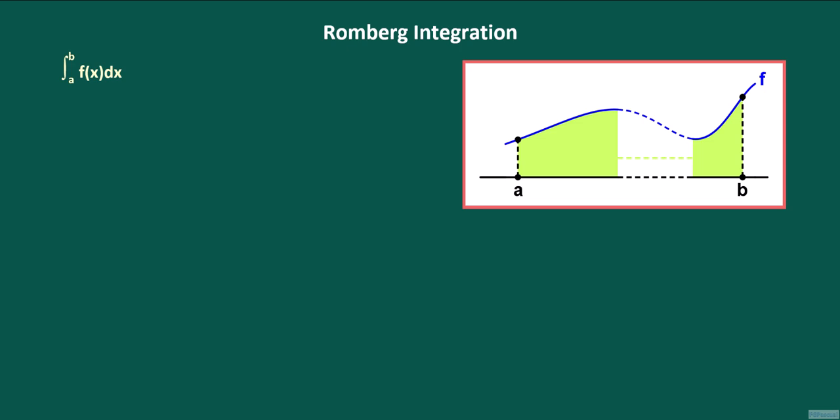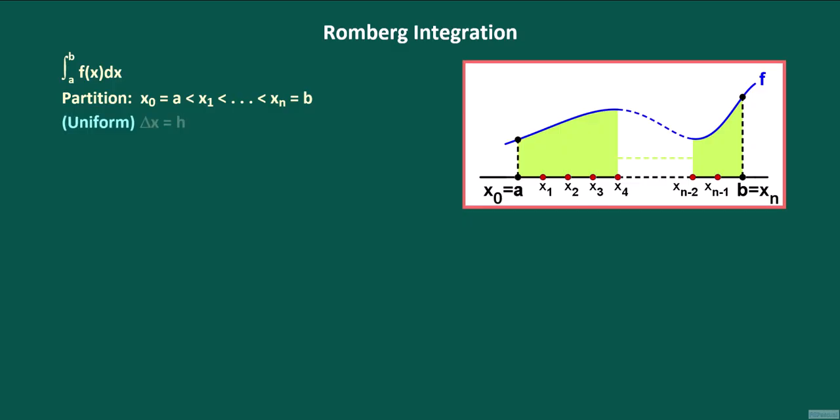when estimating this integral. The numerical integration techniques to which we will apply Romberg integration generally partition the interval from x equals a to x equals b using the partition points or nodes x sub 0, which is equal to a, which is less than x sub 1, and so on, all the way to x sub n, which is equal to b, so that there are n subintervals. We require the partition to be uniform so that each subinterval has length delta x, or h, which is equal to b minus a divided by n.